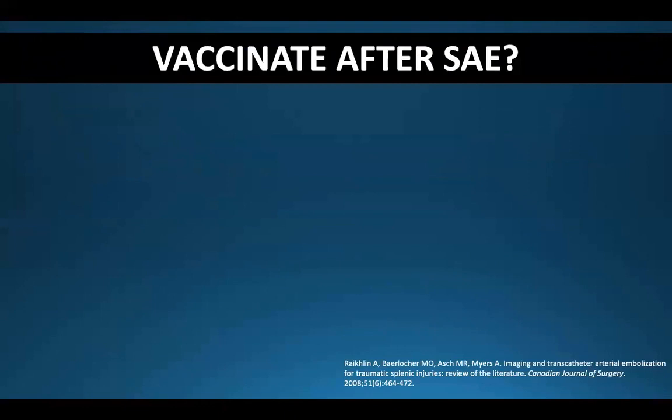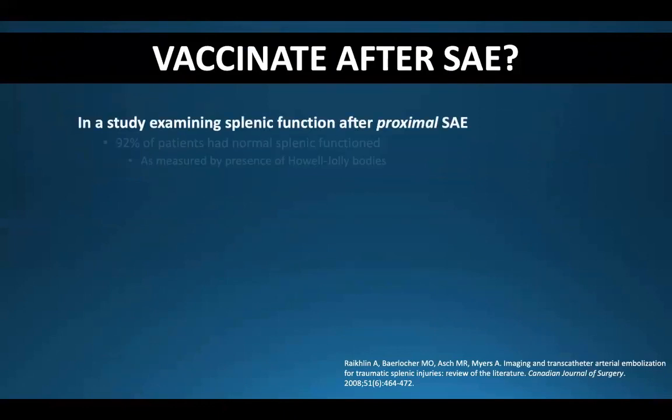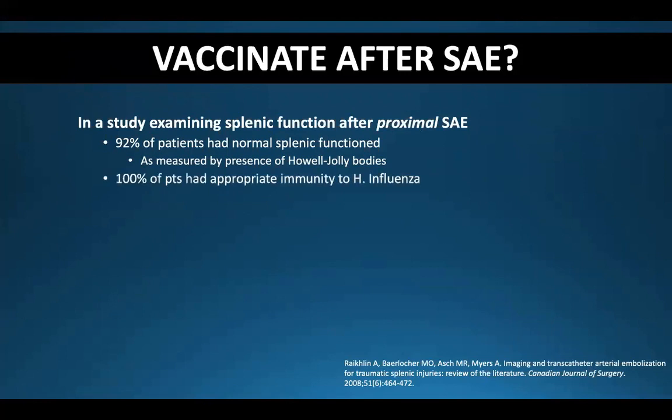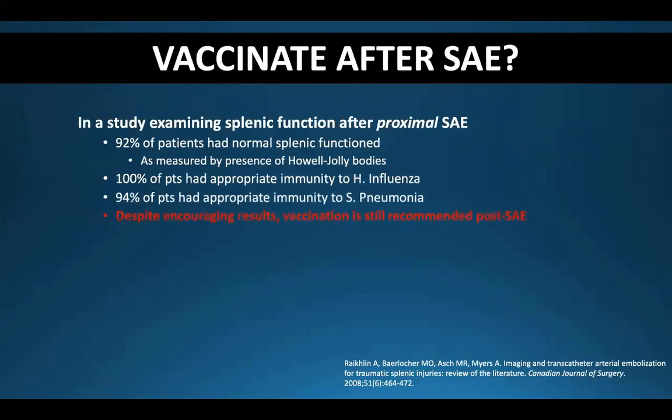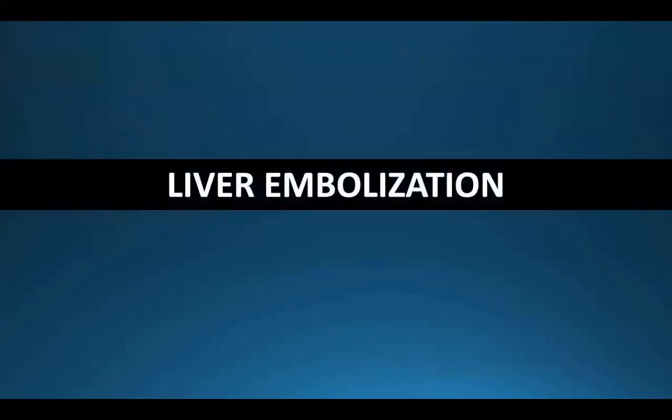Should you vaccinate after splenic artery embolization? In a study examining splenic function after proximal splenic artery embolization, 92% of patients had normal splenic function as measured by the presence of Howell-Jolly bodies, which a functioning spleen should remove. 100% of patients had appropriate immunity to H. influenzae. 94% had appropriate immunity to S. pneumoniae. Despite encouraging results, however, vaccination is still recommended, but almost nobody actually does it in practice.